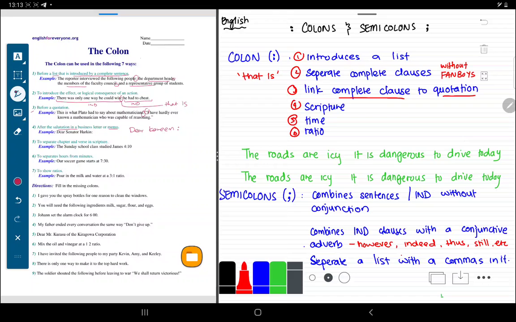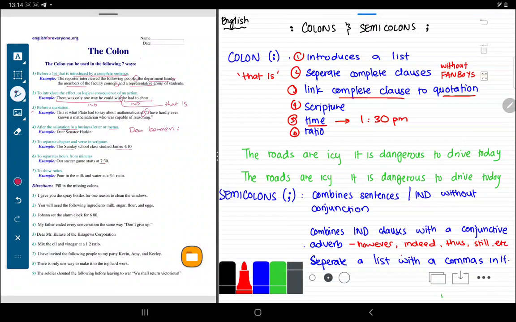We can also use it to note scripture. For example, here they're giving you the Sunday school class studied James chapter 4 verse 10. Same thing in the Quran. You can say you studied Surah Al-Baqarah chapter 1 verse 20, for example. We use it to depict time, which separates the hours from the minutes. For example, if you want to say, I woke up at 1:30 p.m. today. So it's 1 colon 30, and then you have your p.m.